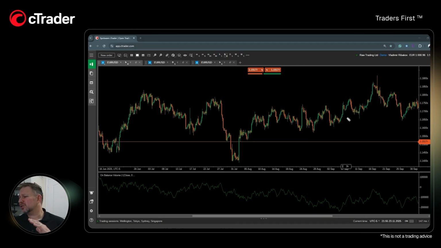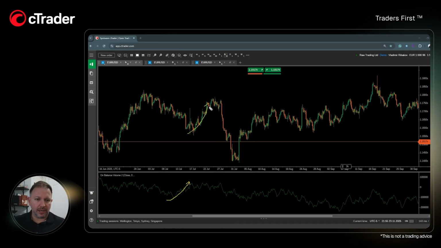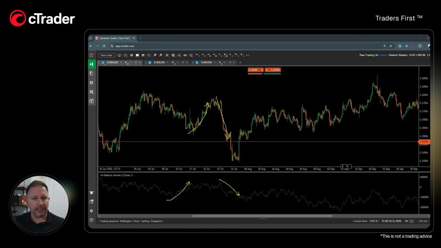The idea is super simple. When the OBV, the on-balance volume indicator, rises and the price rises, we are in a bullish trend. When the price goes down and the OBV goes down, we are in a bearish trend, or in a bearish momentum in the market.